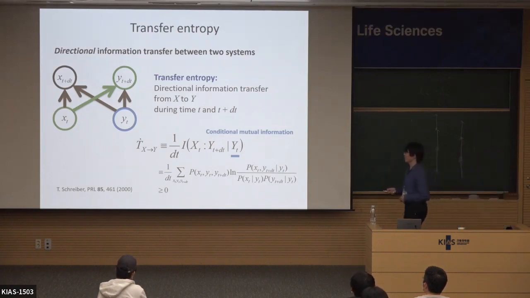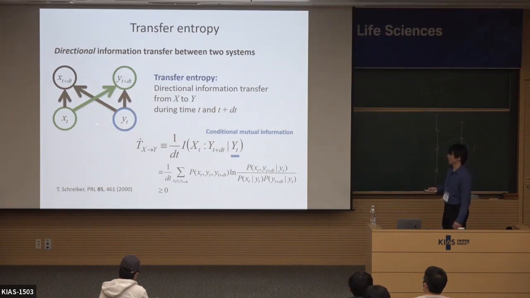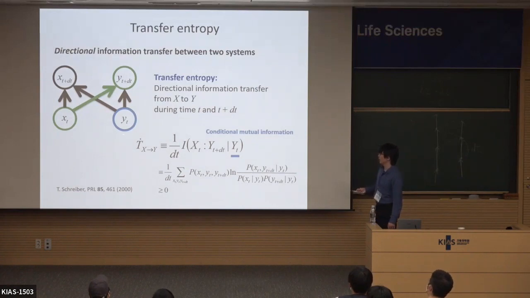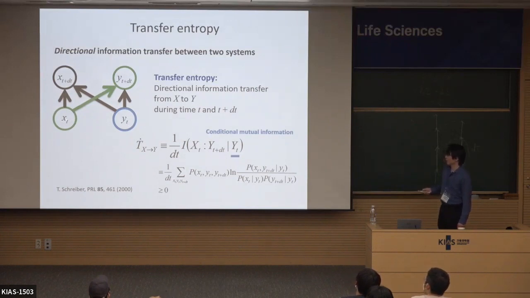But in our context, the definition is given by this. What we want to quantify is the information obtained by Y, this is Maxwell's demon, in this infinitesimal time step. Again, the snapshot mutual information is not useful because we have constant correlation in continuous time dynamics. So we need some conditioning on the past trajectory of Maxwell's demon. In this simple case, we consider the mutual information between x of time t and y of time t plus dt under the condition of y of t. So y of t is the conditioning.